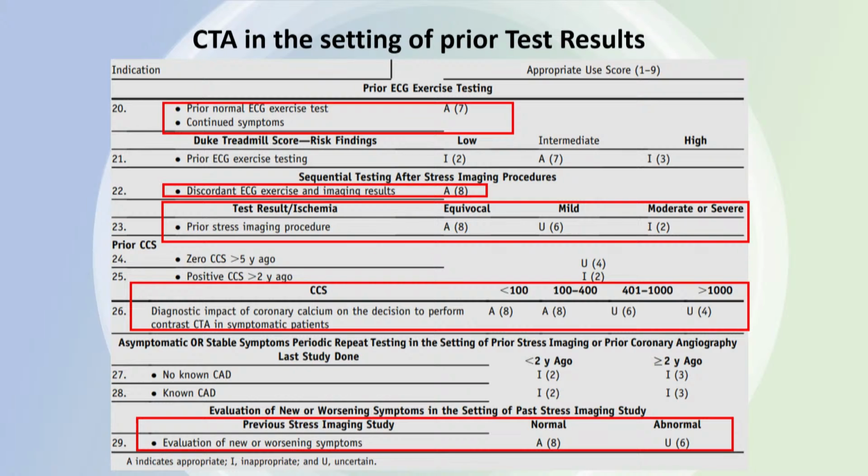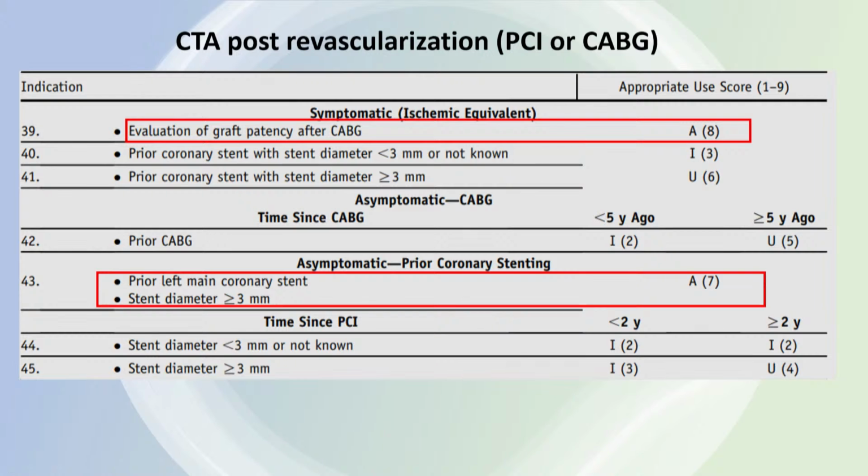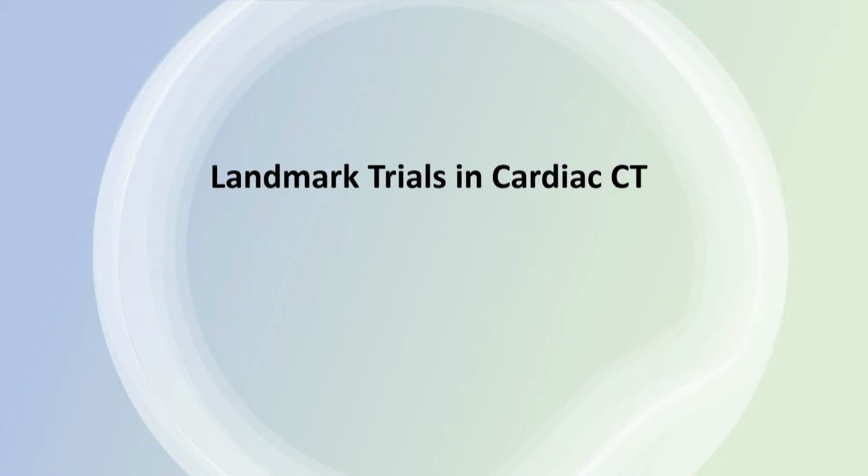And even in the setting of a normal prior imaging study, now if the patient is having new or worsening symptoms, it's appropriate to do a CT. It gets an A. It's excellent for evaluation of bypass grafts. It's good for stents if it's a big stent in the left main, stent diameter greater than 3 millimeters, and we'll talk about stents in a bit.